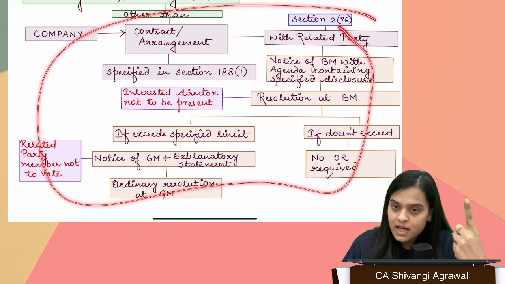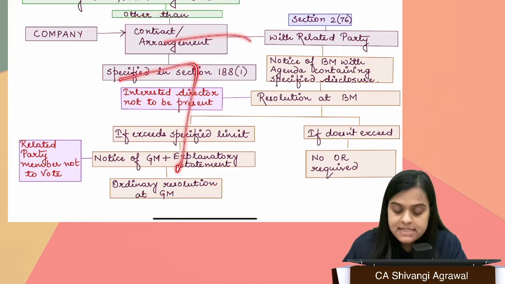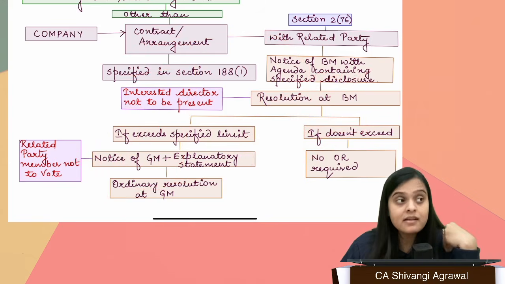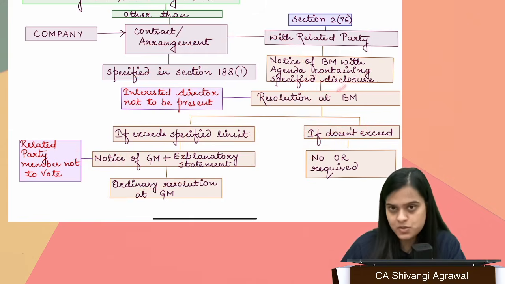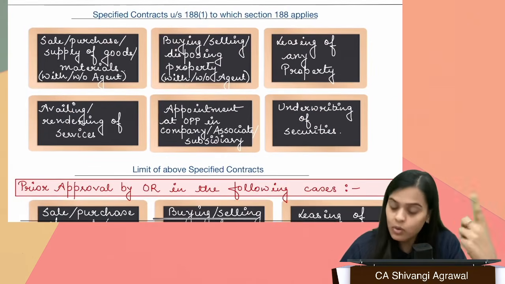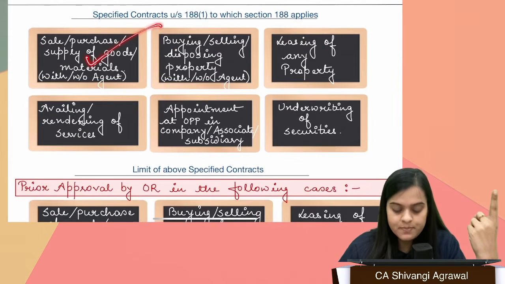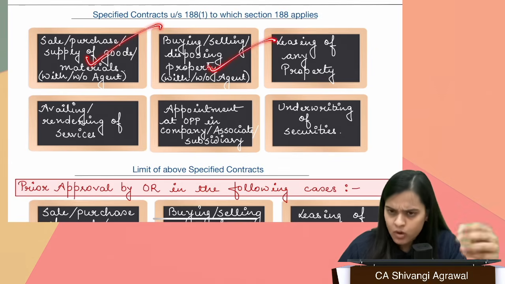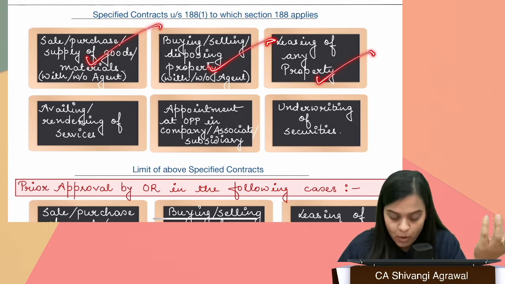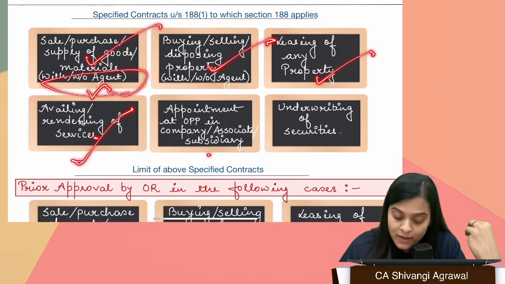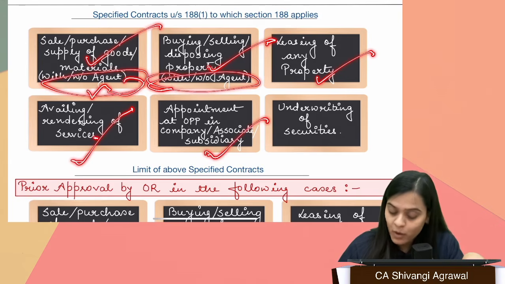Ma'am, is it for all the transactions? No. There are 7 specified transactions in section 188 to which you need this. Otherwise, if the company is entering into a related party transaction other than these 7 specified transactions, no approval is needed. What are those 7 specified transactions? Sale or purchase of goods or materials, buying or selling or disposing of property, leasing of any property, availing or rendering of services, then buying or selling through agent. That is also one point.